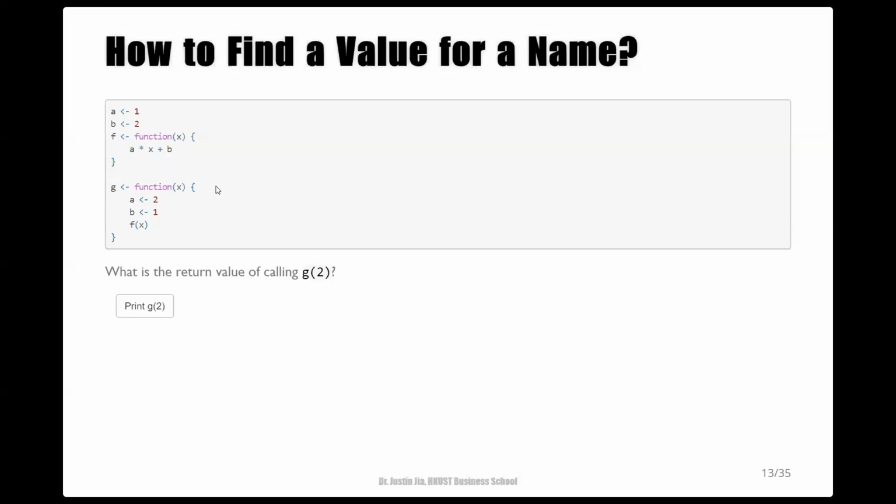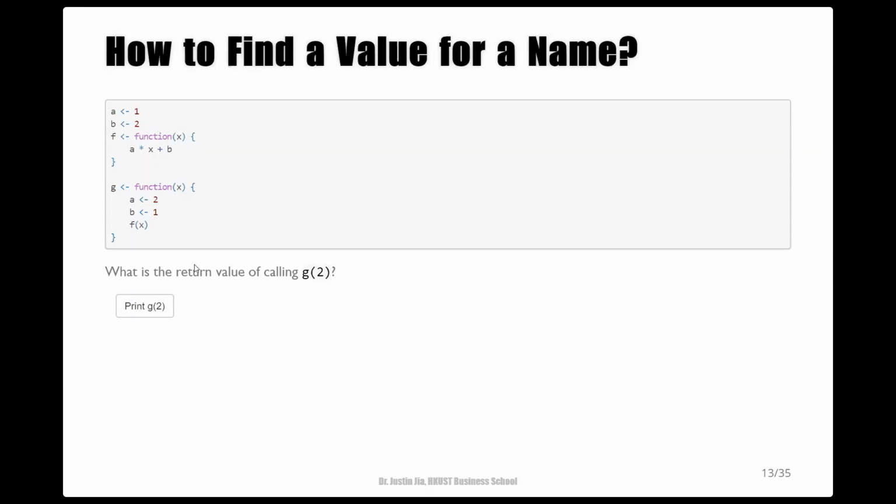Here the question is, if I call G with 2, what will be returned? This 2 will surely be matched to X and further passed as input to this inner function call. So X in this output line will be replaced by 2. But the question boils down to which pair of values will R substitute for A and B here?